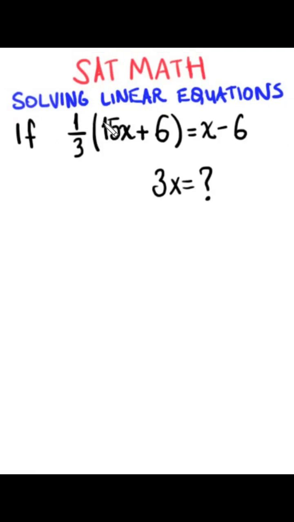If 1 over 3 times 15x plus 6 is equal to x minus 6, then what is the value of 3x? So first thing, we are going to distribute 1 over 3 over this addition. What is 1 over 3 times 15? 15 times 1 is 15, divided by 3 is 5, so we are going to get 5x here. And then we are going to multiply 6 by 1 over 3. 6 times 1 is 6, divided by 3 is 2. So 5x plus 2 is equal to x minus 6.